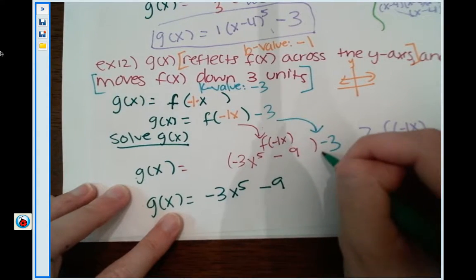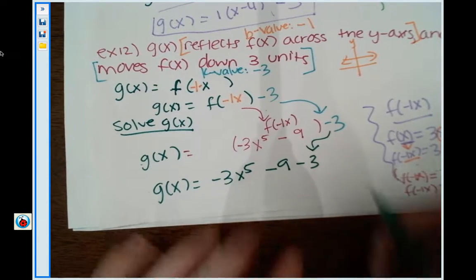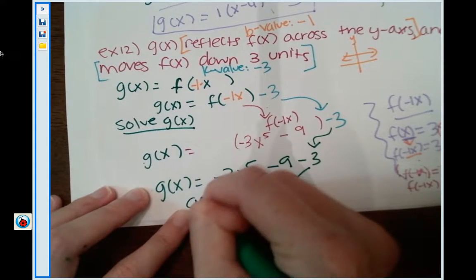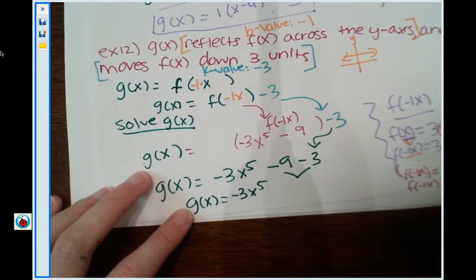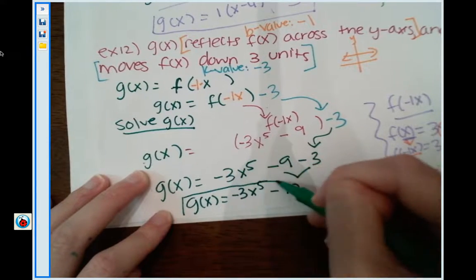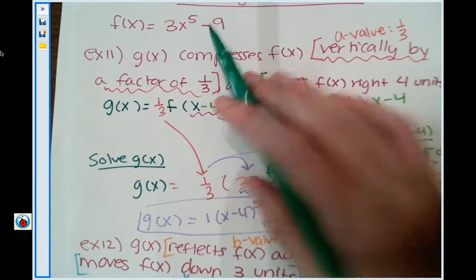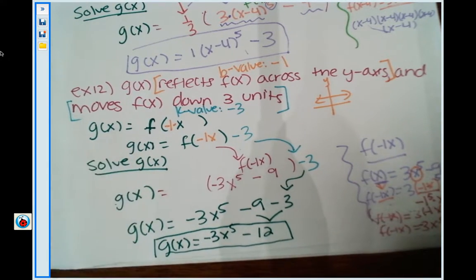I dropped my parentheses, so I'm just going to bring down my negative 3. Alright, after this, you guys, we just combine our like terms, which the only like terms are the negative 9 and the negative 3. So g of x will equal negative 3x to the 5th, and negative 9 minus 3 more will be negative 12. And bam, this will give me the equation that, if you were to graph f of x and then graph this one, this would reflect f of x across the y-axis and move the graph down 3 units.